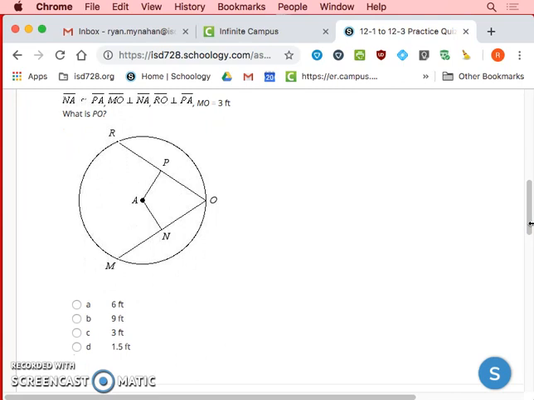This one's just another property. It might look confusing. It's saying all these things are congruent and perpendicular. Here's what we know. We have some right angles here. We know that these are the same length, which means the chords are equidistant from the center, which means the chords are the same length. So MO equals RO. We also know that RO is getting cut in half, 2 equal pieces, and MO is getting cut in half, 2 equal pieces.